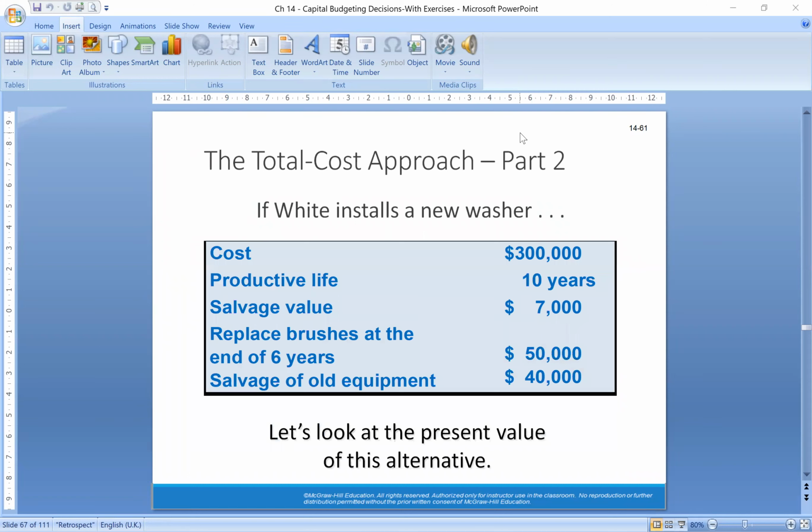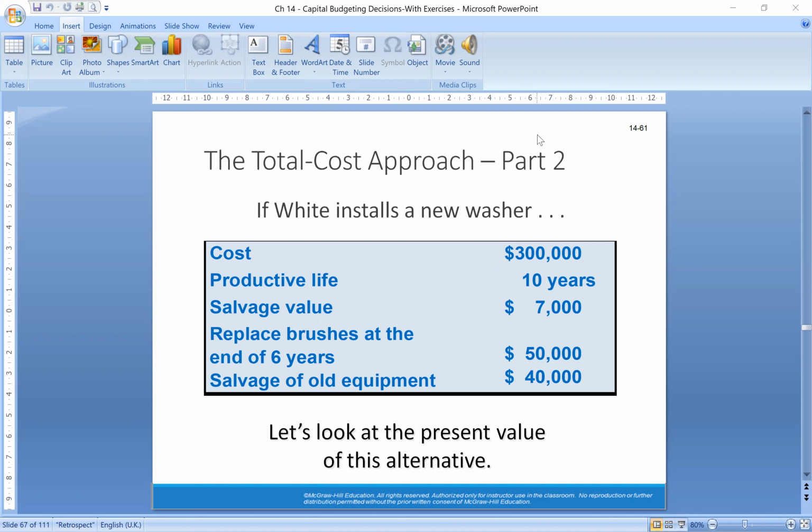Now, if the company installs a new car wash, the cost will be 300,000. By the way, the previous information is about the net cash inflows, which is one item for the calculation of the net present value. If we install the new car wash, the cost will be 300,000, for 10 years. Salvage value for this machine will be 7,000. Replace brushes at the end of 6 years, which means how many times? One time.